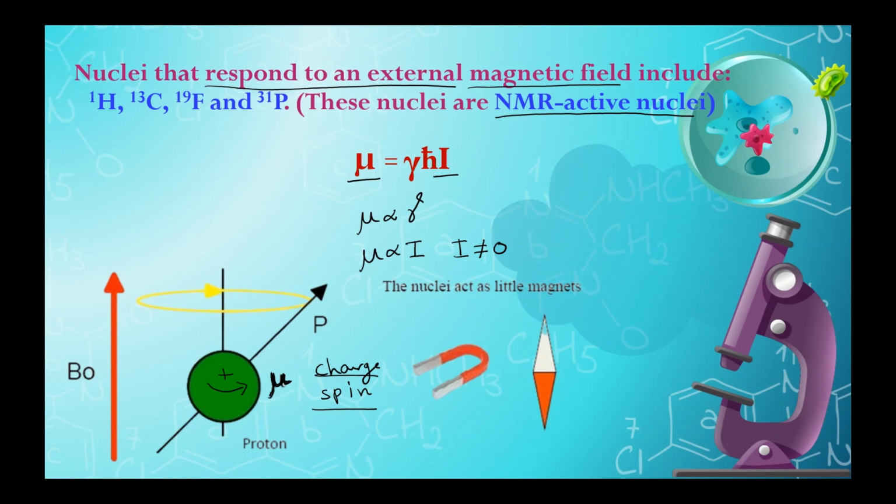We have given here examples: proton, carbon, fluorine, phosphorus. A spinning charged nucleus will generate a magnetic moment and they'll behave like little magnets. And when you put them into an external field B0, they will respond to the external field.